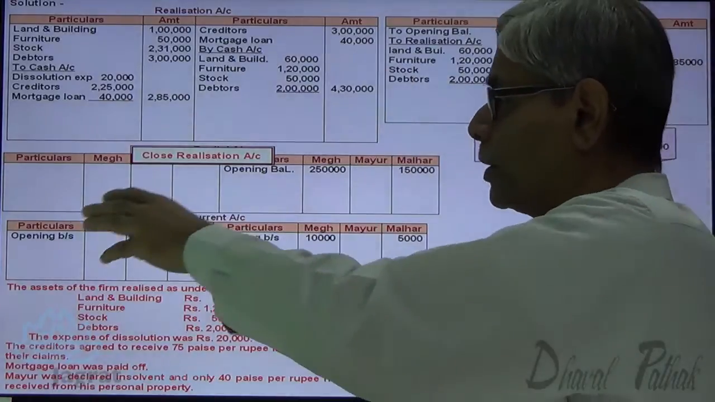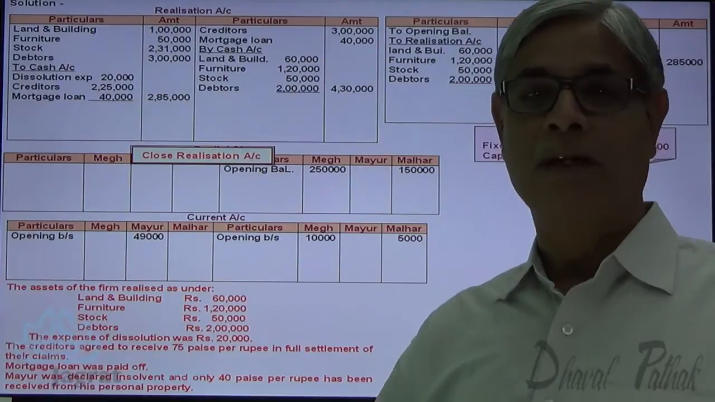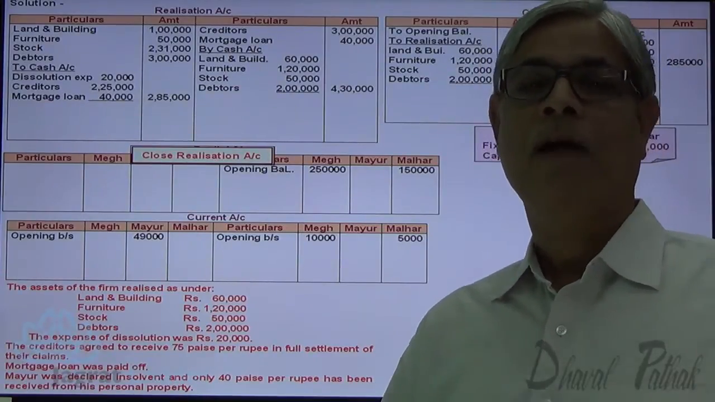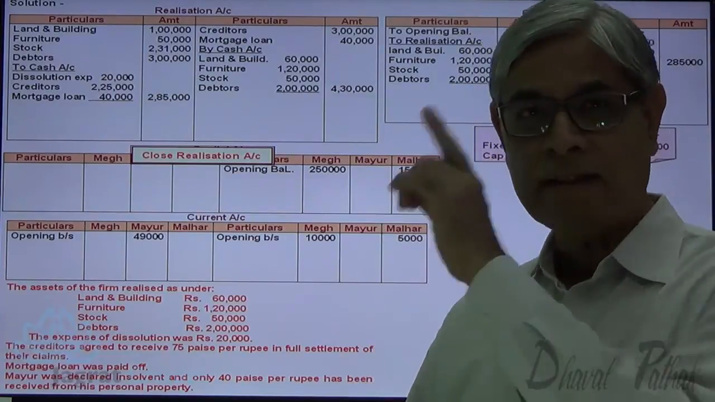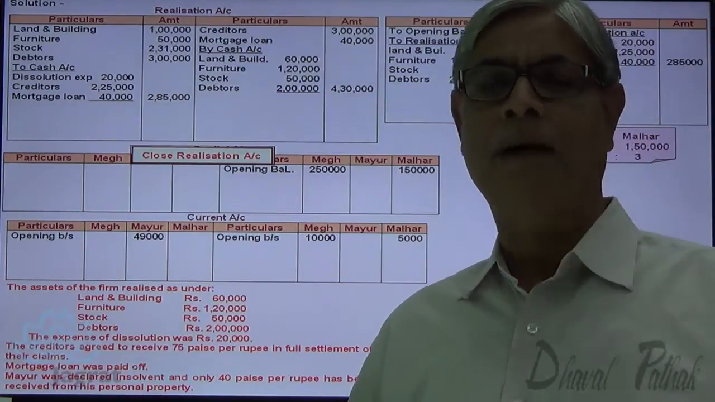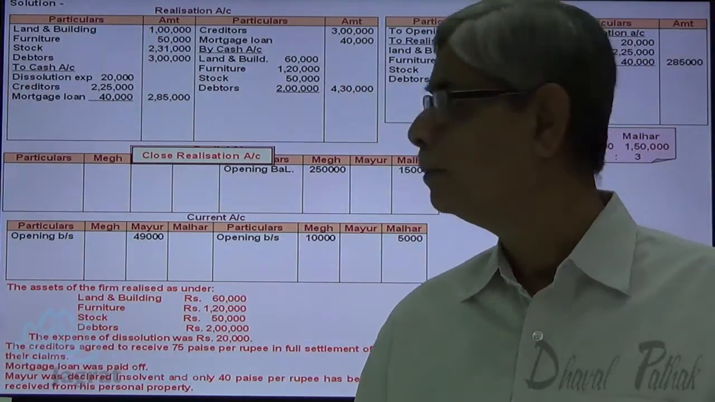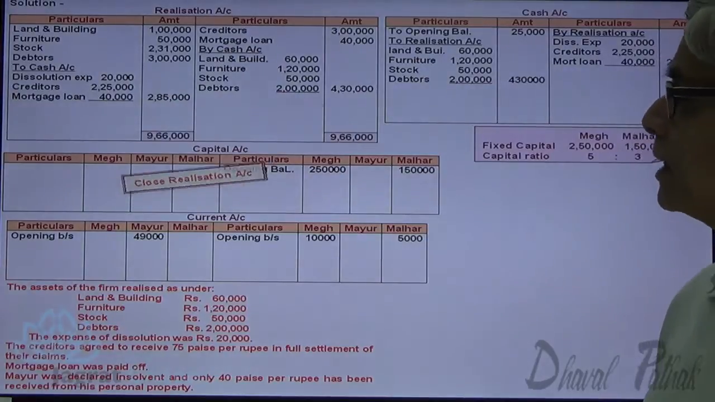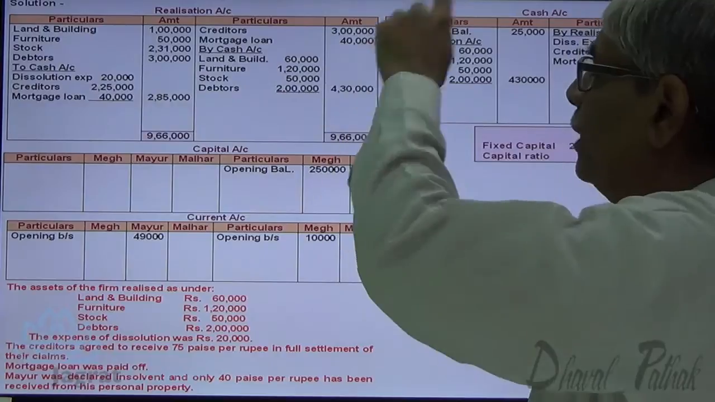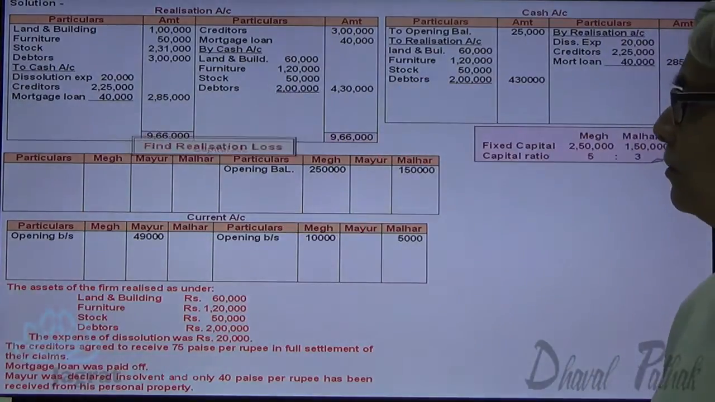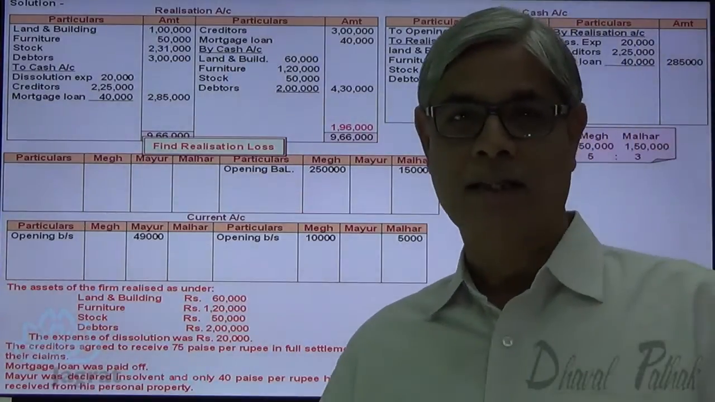That loss will be distributed to the partners. It will be transferred to the capital accounts of the partners in the ratio of profit sharing. And remember, whenever you want to apply Garner versus Murray, this realization loss suffered by the partners has to be brought in by solvent partners in cash. So here the total of the debit side is 9,66,000. From that, if you deduct 7,70,000, the realization loss turns out to be 1,96,000.